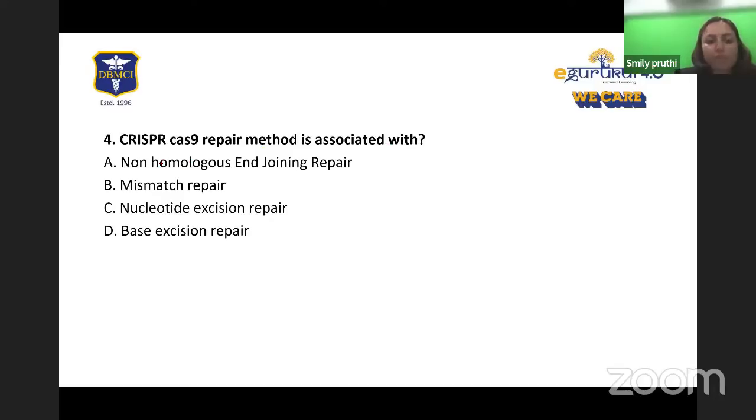CRISPR-Cas9 repair method is associated with... it is associated with non-homologous end joining repair. Right? This is to be crammed only. Just cram this one. Okay, there are a few questions which are at the level of research, right?